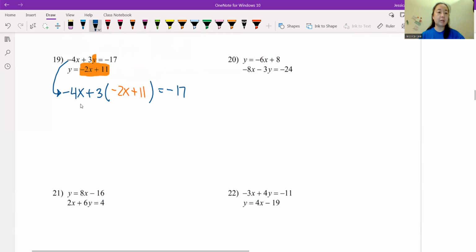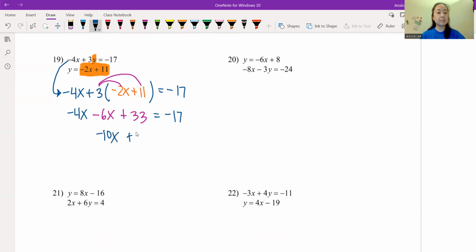Oh, I don't need this. I'm not using this -4x yet, so I'm just going to copy that down. And then 3 times -2x is going to be -6x. 3 times 11 is going to be 33. I'm not using this -17, so I'm just going to copy that down. And again, right here on the left, we can combine like terms, so that's what we're going to do. So negative 4x minus 6x is going to be minus 10x plus 33 is equal to negative 17.